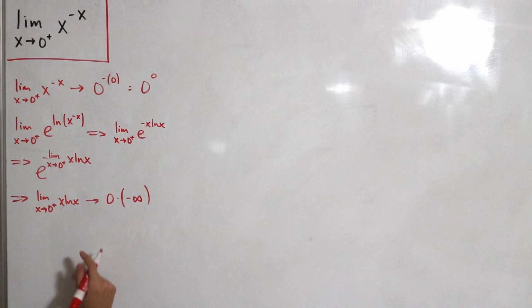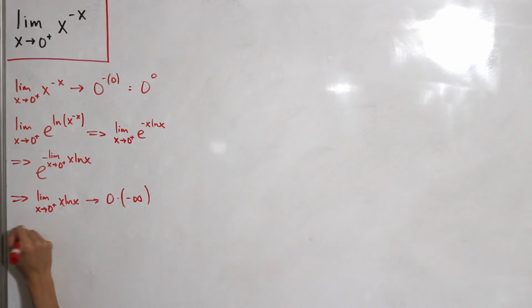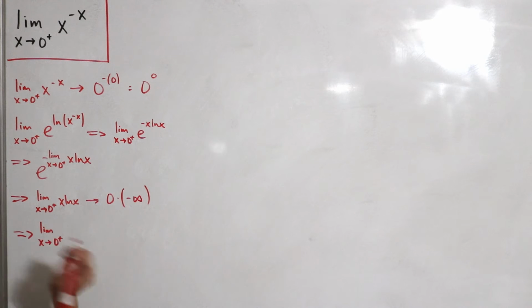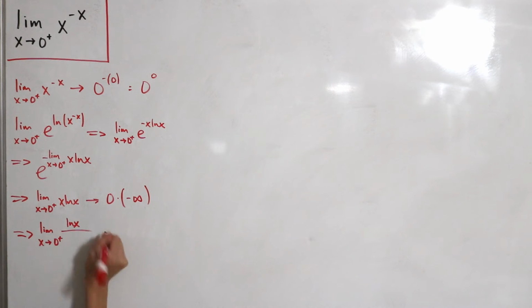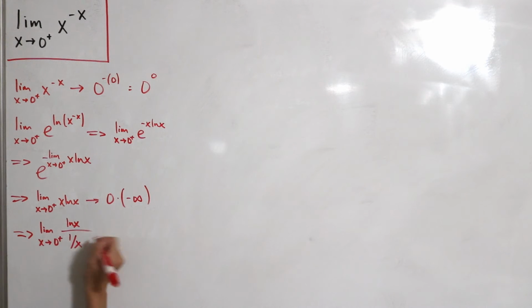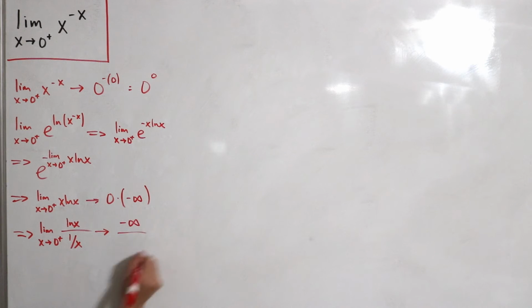Let's rewrite this in a way that we can write it as a rational function. So we have ln of x as the numerator, and then I can write x as 1 divided by x in the denominator. Then you'll notice if we plug 0 from the right back in again, we have negative infinity in the numerator, and in the denominator this is approaching infinity, so hence we have an infinity over infinity indeterminate form.